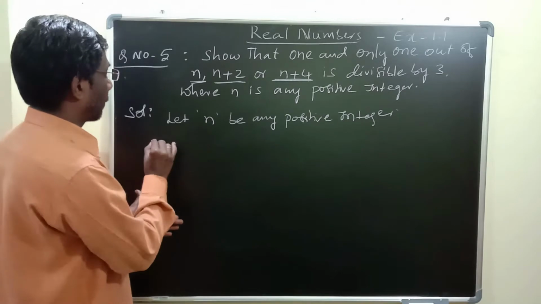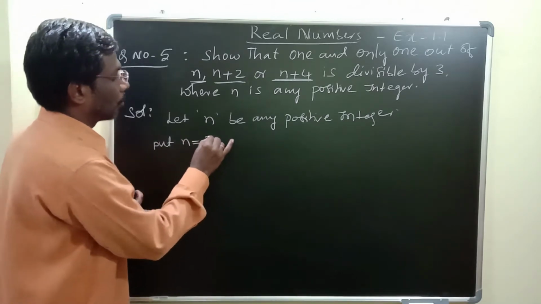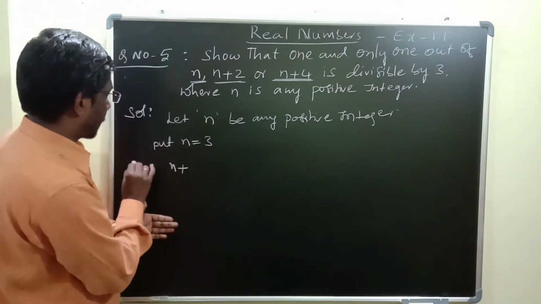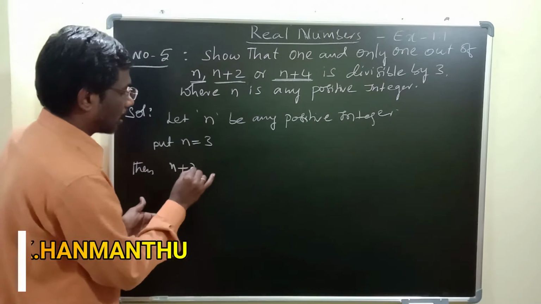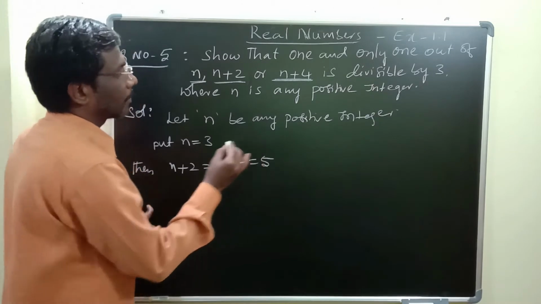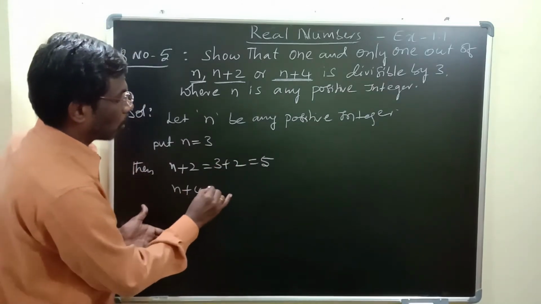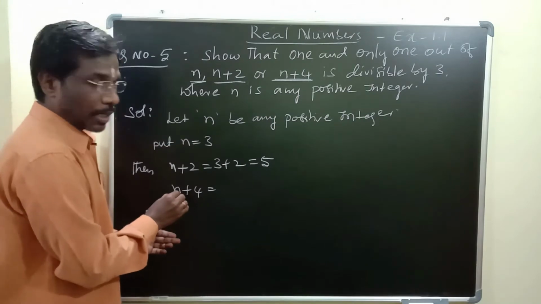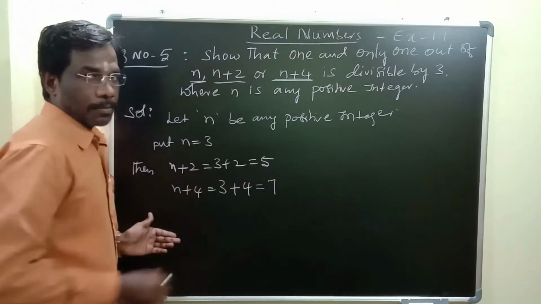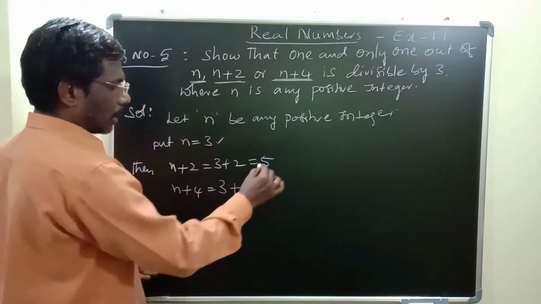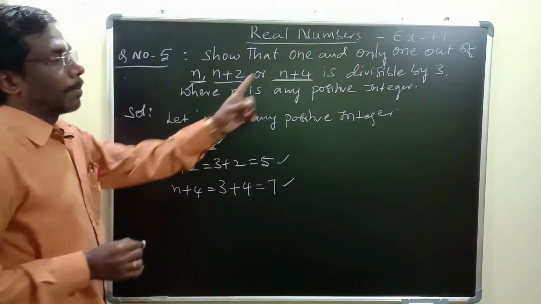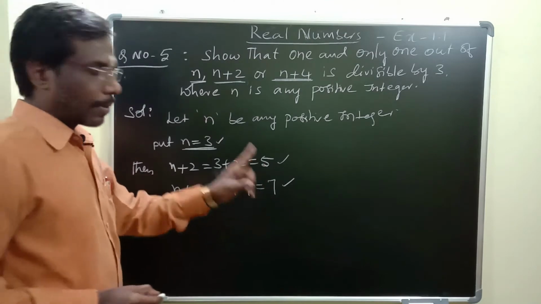So I am taking, put n is equal to 3. Then n plus 2 is equal to 3 plus 2. 3 plus 2 is what? 5. And next, n plus 4 value, in place of n I am going to substitute 3. 3 plus 4 is equal to what? 7. Out of these three values, 3 and 5 and 7, only n equal to 3 is divisible by 3, not the 5 and 7.